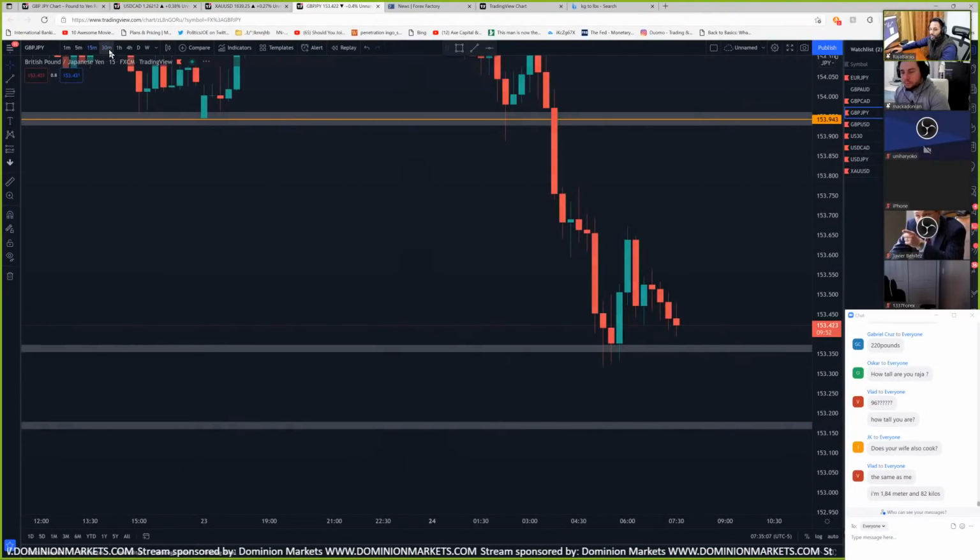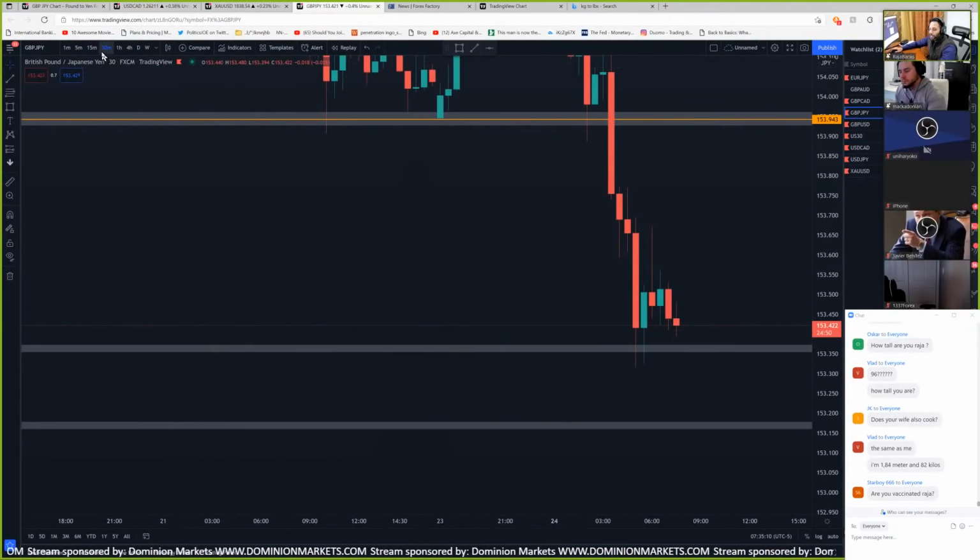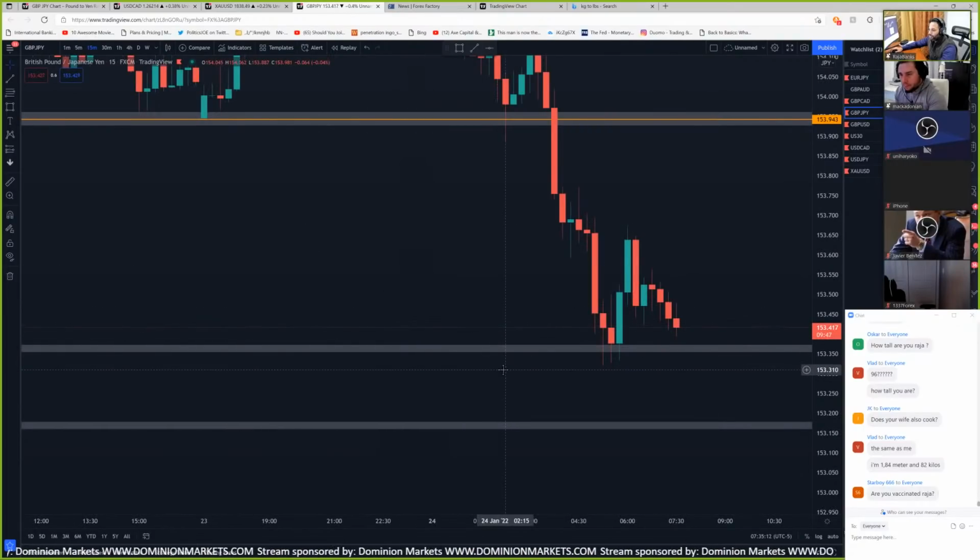All right, pound yen is coming back down. We're coming back down. We need to break below 153.300.